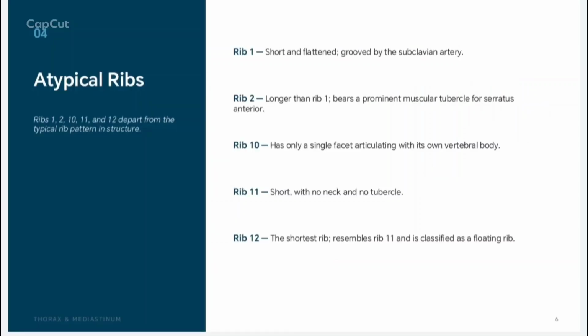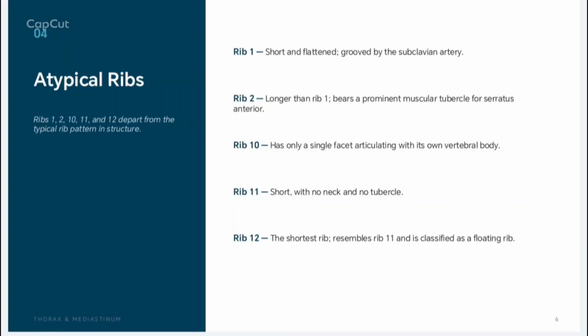We must differentiate the atypical ribs, namely ribs 1, 2, 10, 11, and 12, which depart from the typical pattern. Rib 1 is notably short and flattened, characterized by grooves for the subclavian artery. Rib 2 is longer and features a prominent muscular tubercle for the serratus anterior muscle. Rib 10 is unique because it possesses only a single facet to articulate with its own vertebral body, rather than 2. Ribs 11 and 12 are both short and lack a neck and a tubercle entirely.